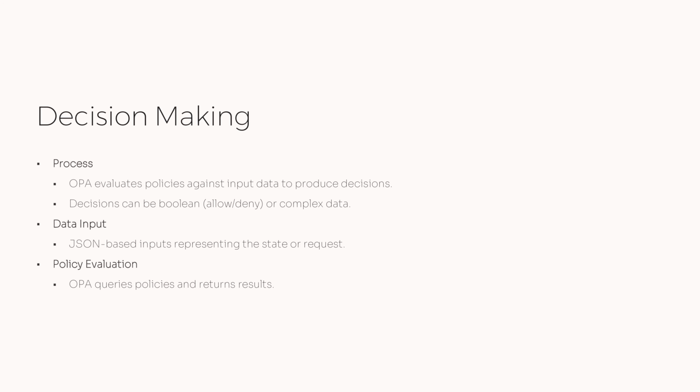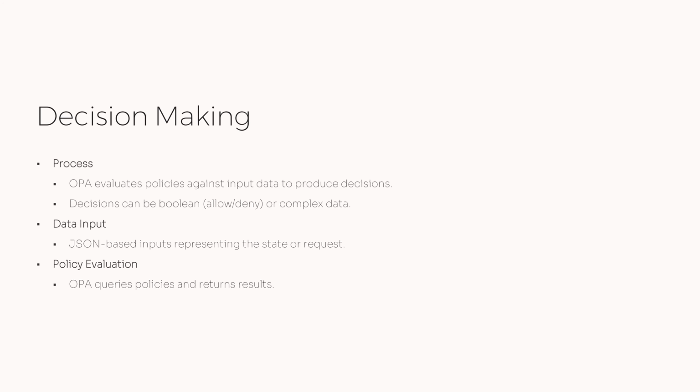In this slide, we're focusing on the decision-making process within Open Policy Agent, OPA. OPA is responsible for evaluating policies in order to arrive at decisions. The first point to understand is that OPA processes inputs that are typically JSON-based, which represent the current state or a specific request that needs evaluation. As these inputs are fed into OPA, the system queries the defined policies to generate decisions.